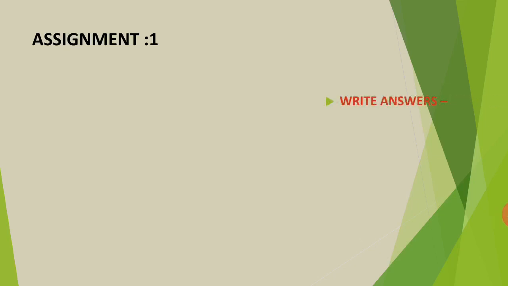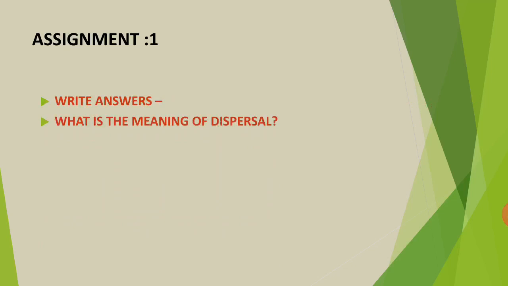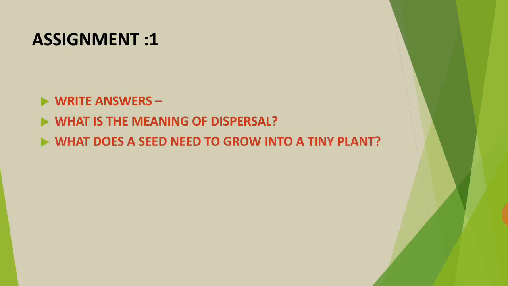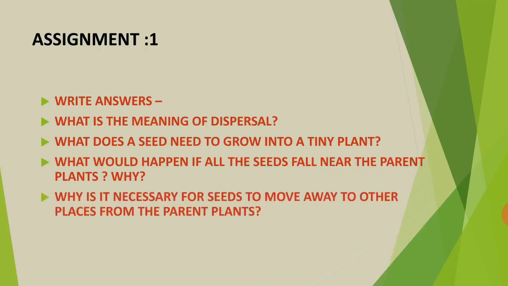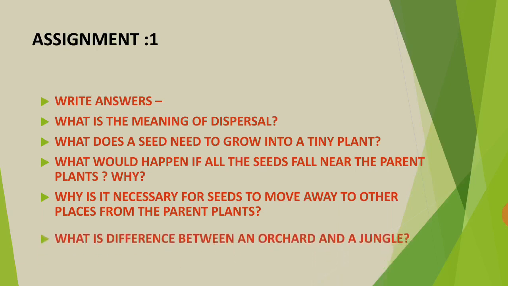Assignment 1. Write answers. What is the meaning of dispersal? What does a seed need to grow into a tiny plant? What would happen if all the seeds fall near the parent plants? Why?